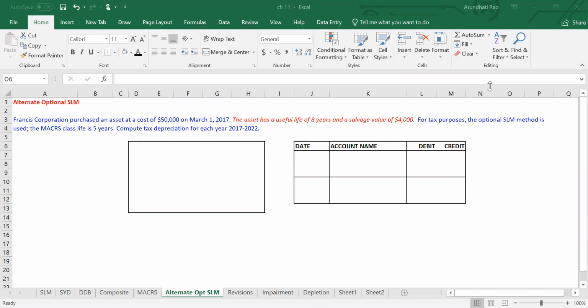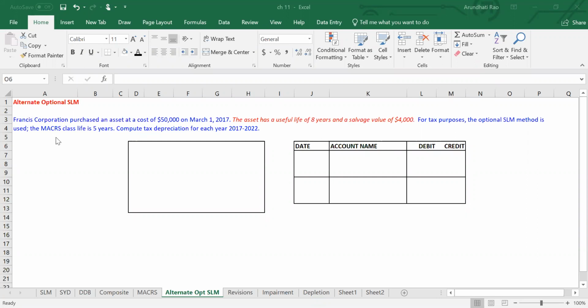Welcome to the next depreciation method video. In this video, we're going to look at the alternate optional straight line method. We have two methods that are approved by the IRS. One is called the Maker's method, that's a modified accelerated cost recovery system. And the other one is the alternate optional straight line method.